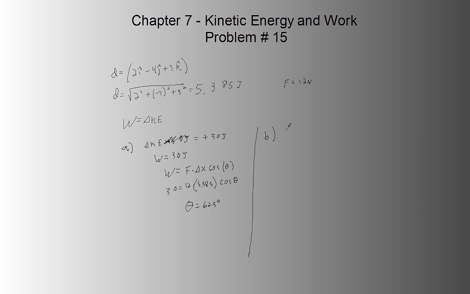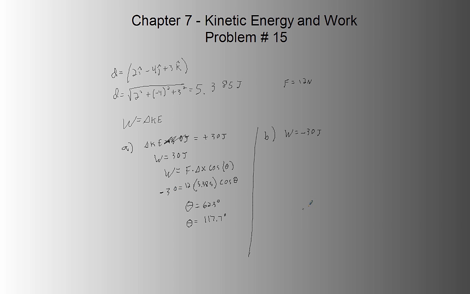Part B, the change in kinetic energy is negative 30, so the work is just negative 30 joules. So basically, the only thing that changes is we add a negative here, and that gives an angle of, what was it, 117.7 degrees. Yeah.